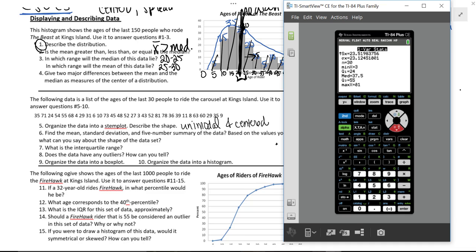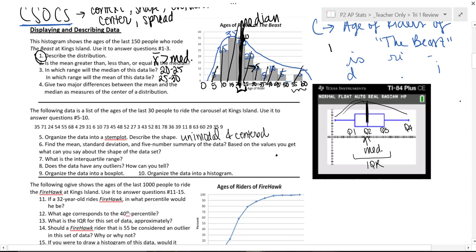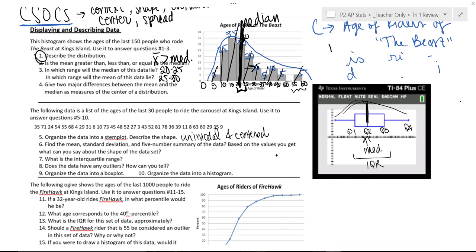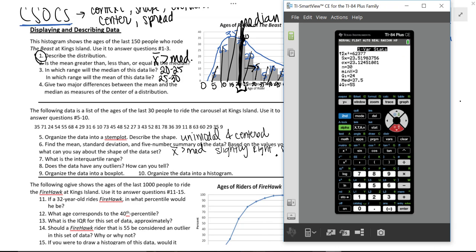You can also say, what can you say of the shape of the data set? I get a little more clarity here because now I recognize that my mean is a little bit greater than my median, right? So that 39.3 versus that 37.5. Because that x-bar is greater than the median, we can say that this is going to be slightly right skewed. For that interquartile range, remember you're just subtracting Q1 from Q3, so 55 minus 24.